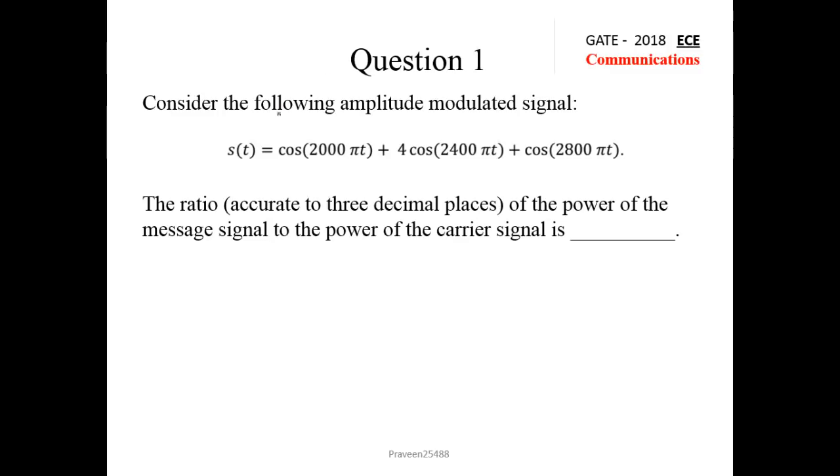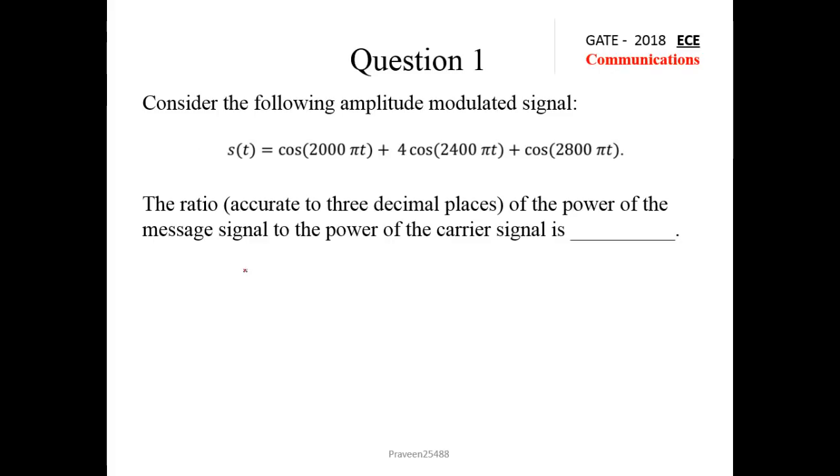First question is, consider the following amplitude modulated signal. So here amplitude modulated signal is given. The ratio of the power of the message signal to the power of the carrier signal is. So first I'd like to give a brief introduction of amplitude modulation.